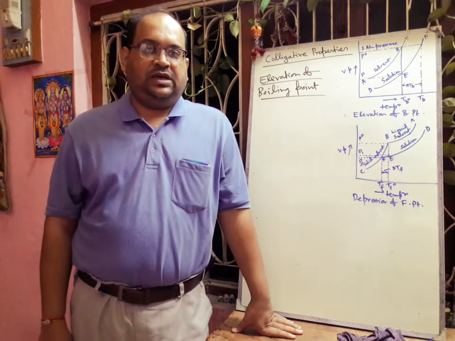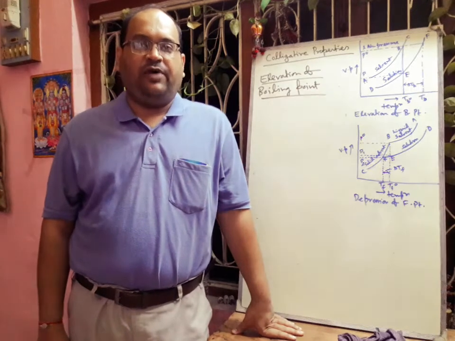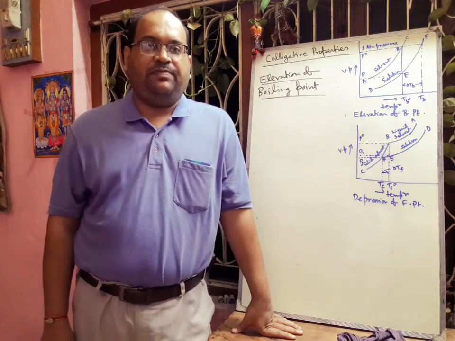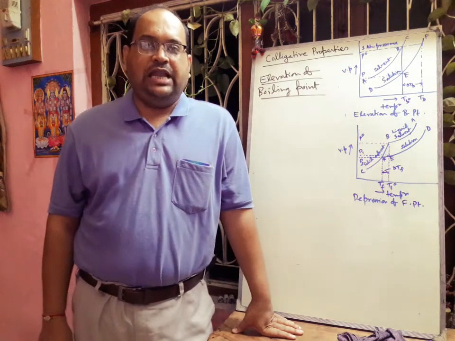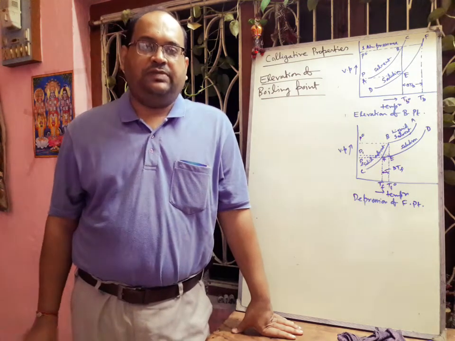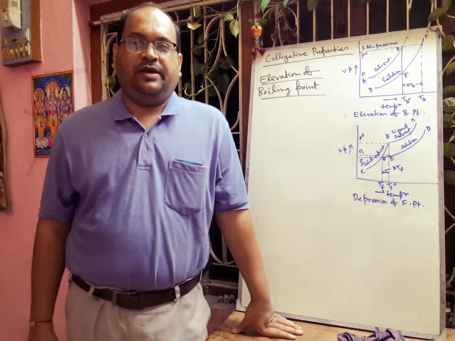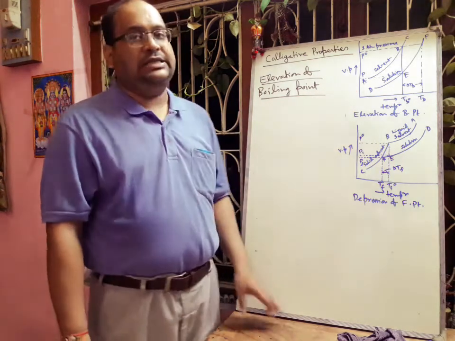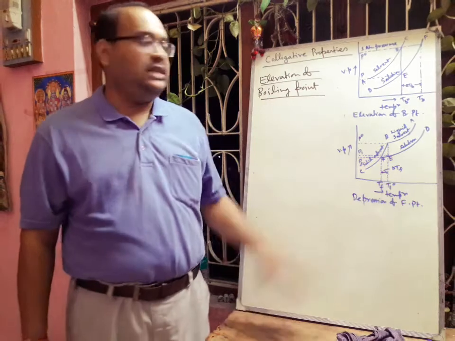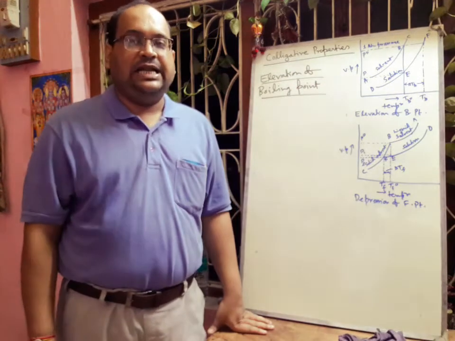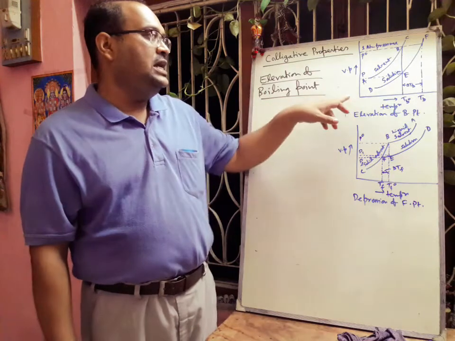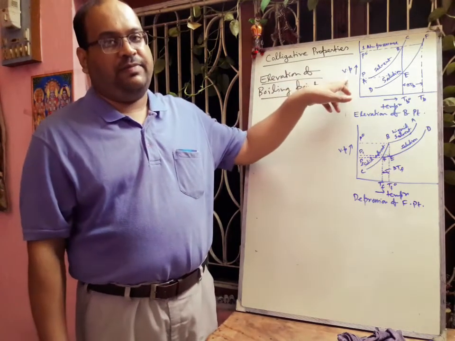Now the difference between the boiling point of the solution and the pure solvent is known as the elevation of boiling point of the solution. So here one graph is there. From this graph we can easily understand this thing. In this graph the vapor pressure and temperature curves are plotted. On the x-axis the temperature and on the y-axis we have plotted the vapor pressure.